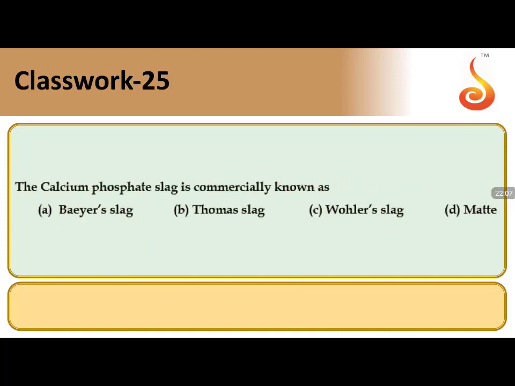Coming to 25, calcium phosphate slag is commercially known as Ca3(PO4)2, calcium phosphate. This is called Thomas slag. Very famous name, Thomas slag. So the option is option B.